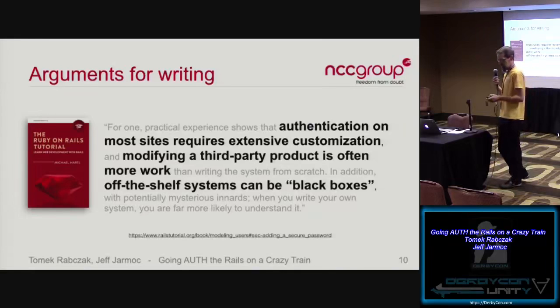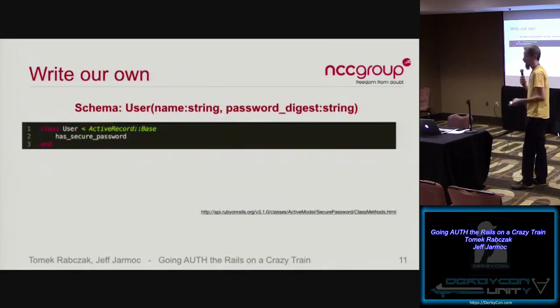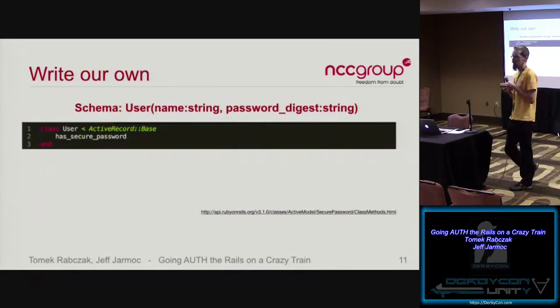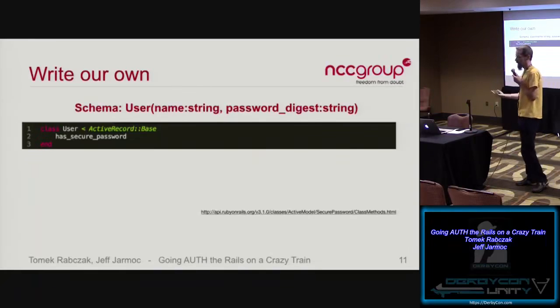But when people talk about writing their own, I mentioned hasSecurePassword earlier, and that's a really useful helper method. So this is an example of how you'd use it. We've got a user model that's got a really simple schema with two strings for name and password digest, and in that model you just include hasSecurePassword.